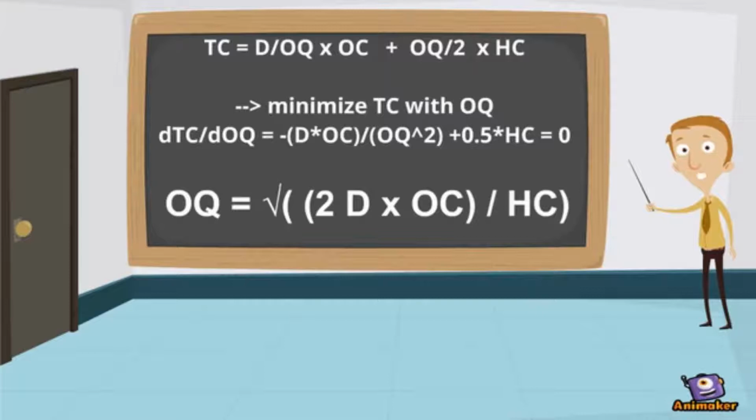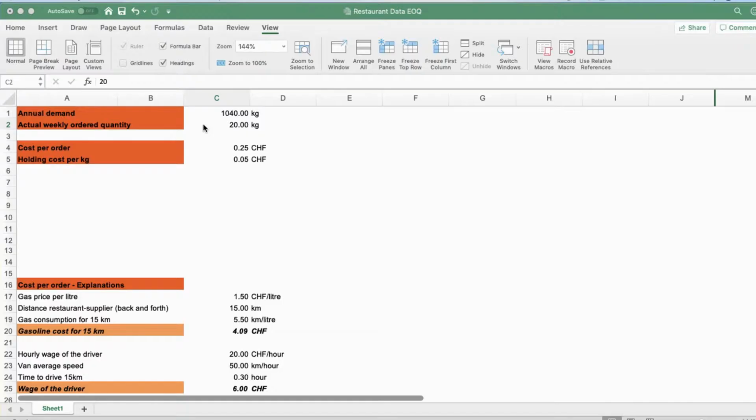Let's jump into a practical example and see how Mario could minimize his total costs by implementing the economic order quantity model. Mario currently orders 20 kilograms of lettuce every week because his restaurant has an annual demand of 1,040 kilograms. He would like to reduce his total cost by changing his order quantity. But first, here's the cost per order.